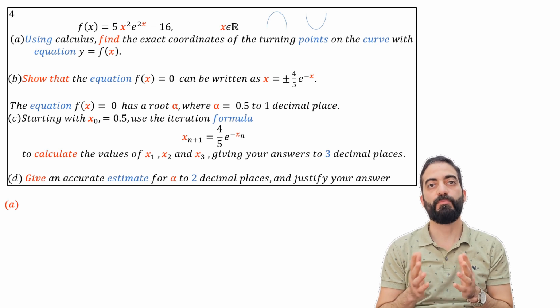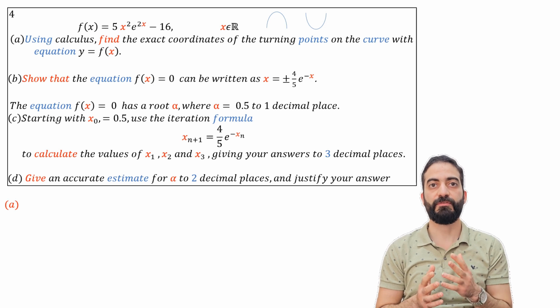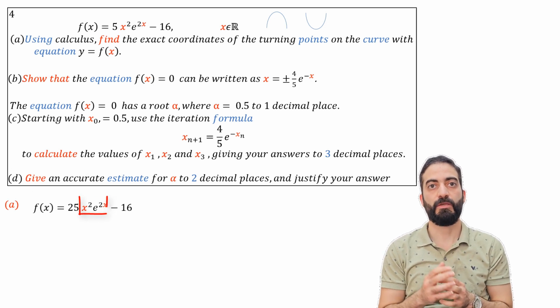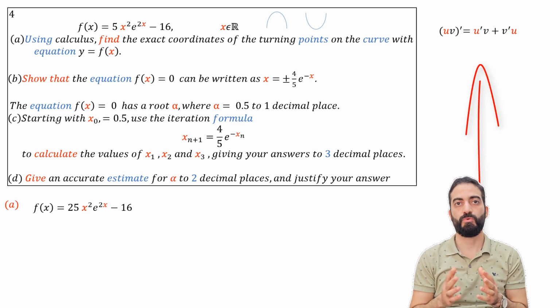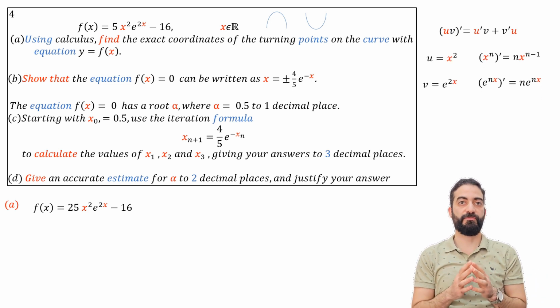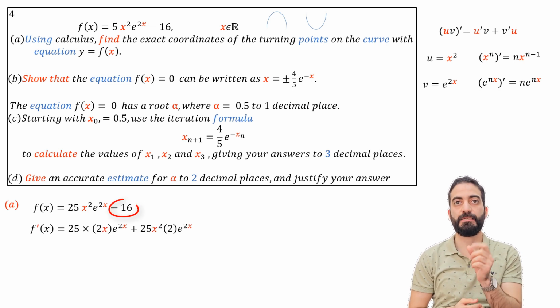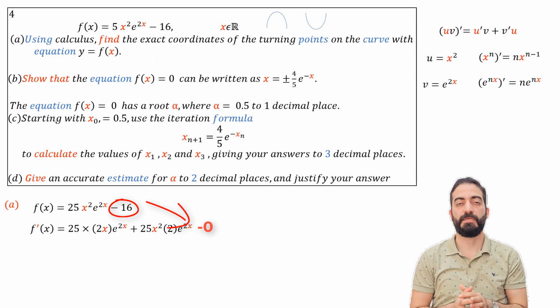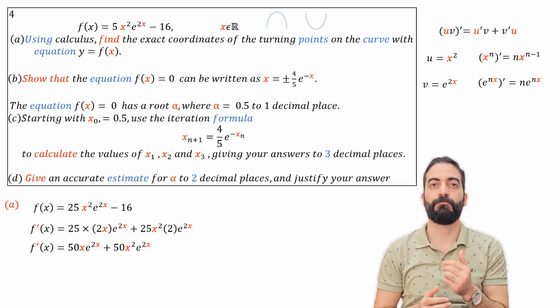In order to obtain the coordinates of the turning points, we must first obtain the derivative of f. As we see here, we have x squared times e power 2x. We can apply this rule to them to make the derivative. So we have this form. As for minus 16, it becomes 0 because the derivative of any constant number is 0. Here we did some calculation and we have this form.